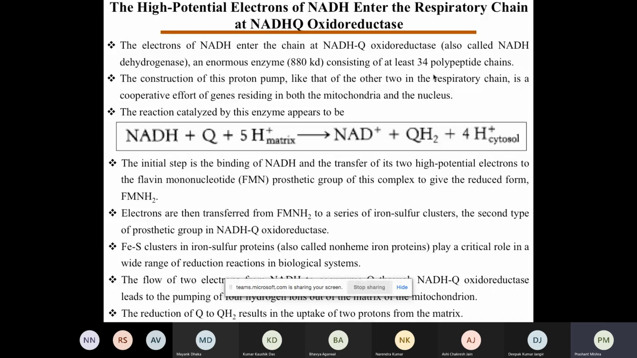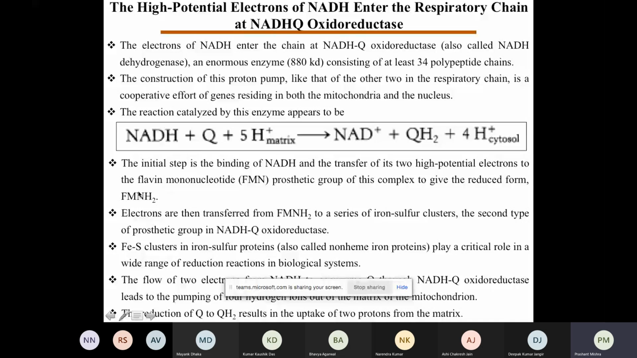The second thing is that the reaction catalyzes the conversion of NADH to NAD plus, and here your Q is involved. Q is being converted into QH2, which is quinol, and your protons are being pumped out. The initial step is the binding of NADH and transfer of its two high potential electrons to FMN, which is a prosthetic group of the complex, to give the reduced form FMNH2.